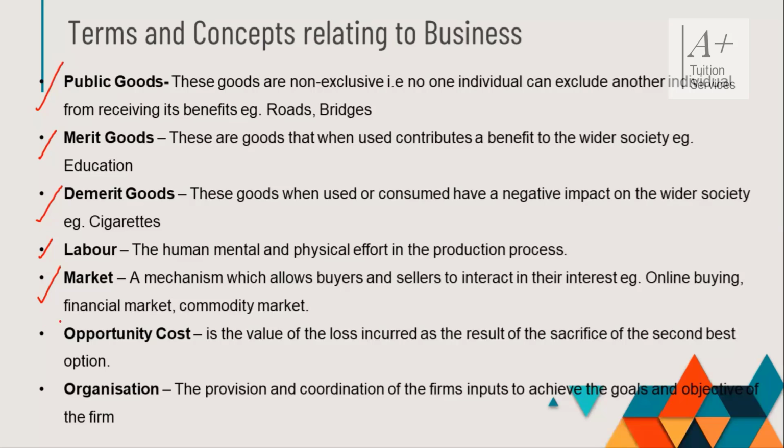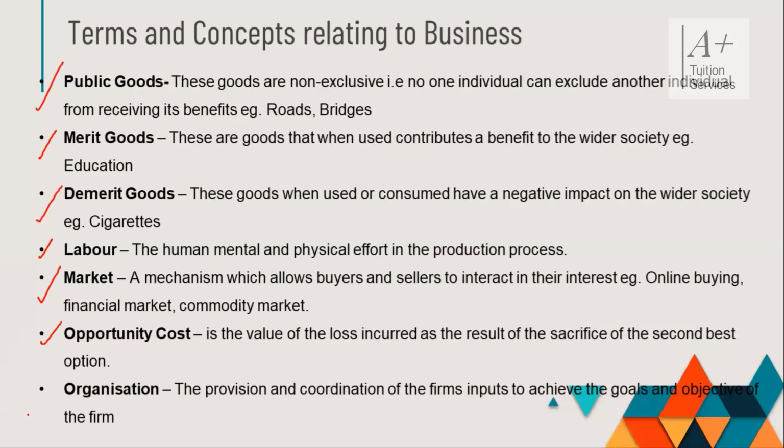Then we have opportunity cost, and this is the value of the loss incurred as a result of a sacrifice to take the second best option, right? So let's say I had an option to buy a car or to pay for my son's degree. So I decided to pay for my son's degree. That is the opportunity cost, right? So the opportunity cost is me paying for my son's degree rather than buying the car, which is the next option I would have chosen with the money.